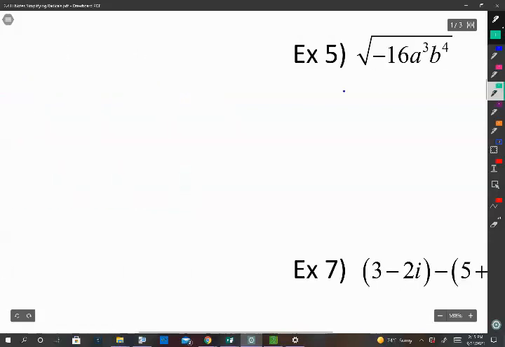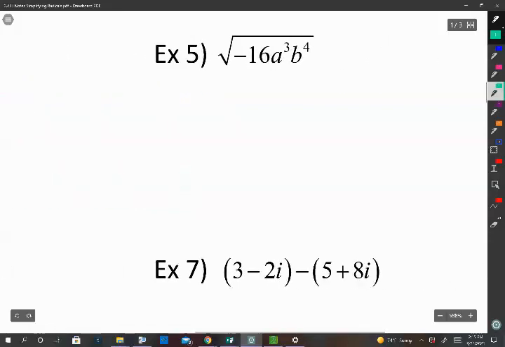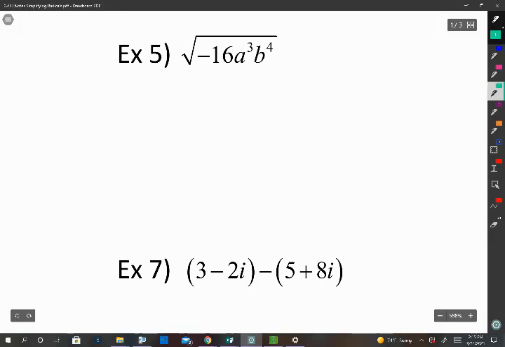When I look at example 5, this same idea is going to play out. So I look at my number. It's going to be a negative 1 times 16. Again, the negative 1 automatically leads me to an i. I'm going to break down the 16. So this is 4 times 4.